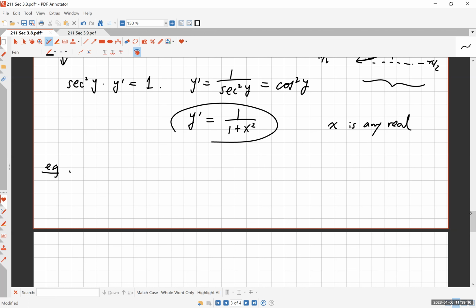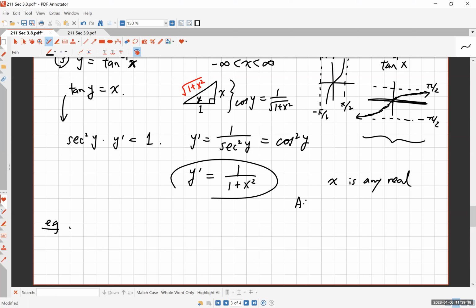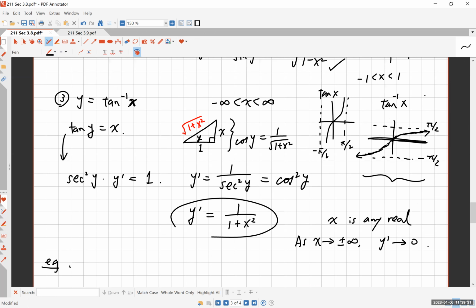Oh, one more thing. As x approaches positive or negative infinity, can you see what happens here? This denominator becomes bigger and bigger, so the y prime goes to 0. And that fact is illustrated by this. Do you see this? Because you have these horizontal asymptotes, the slope of the tangent line or the rate of change becomes closer and closer to 0 over here, and as you go to negative infinity.